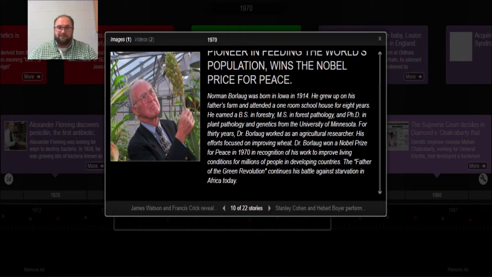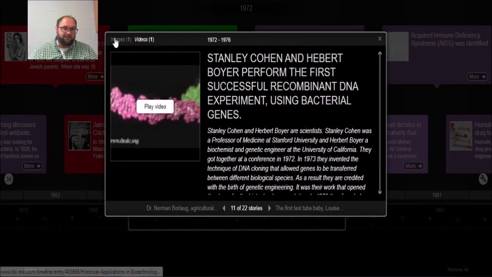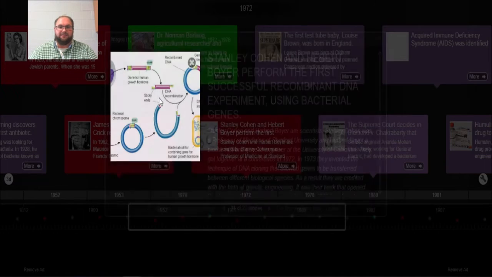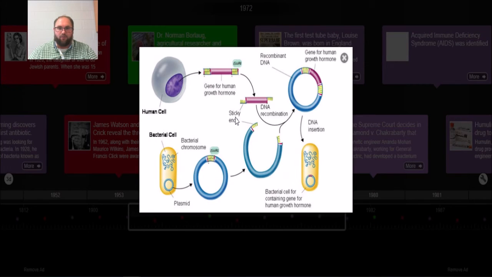Now, we talked about genetic engineering a little bit, but here are our OGs, and I'm missing photos of them, but we'll see photos of them later in our notable people presentation. So Stanley Cohen and Herbert Boyer in 1972 performed the first successful recombinant DNA experiment using bacterial genes. Well, what is recombinant DNA? Well, let's take a look at our picture here.